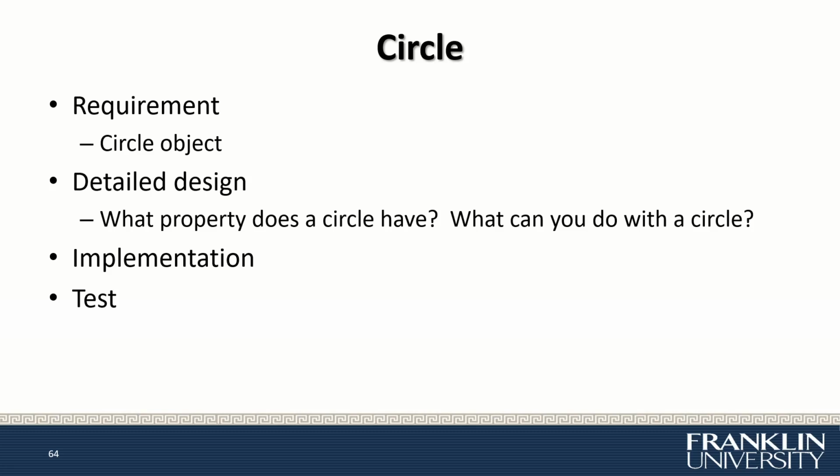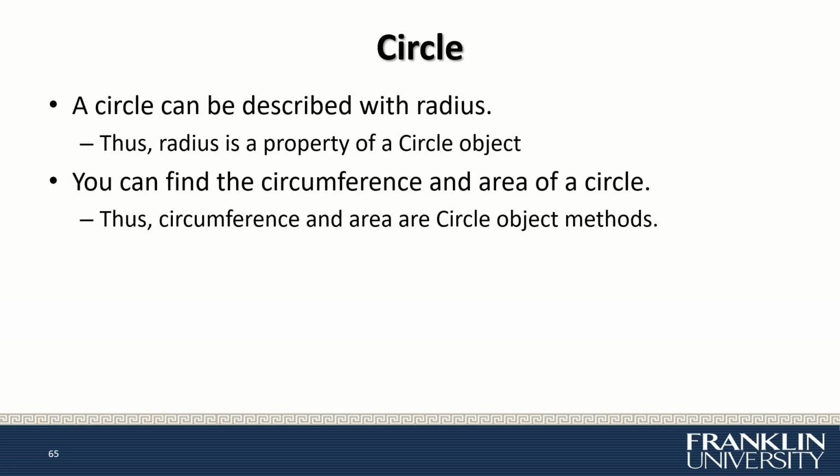So what properties does a circle have? Whenever you think about a circle, what one thing would you think of? Well, a circle can be described with a radius. So radius is a property of a circle object. You can find the circumference and area of a circle. So the circumference and area are circle object methods.